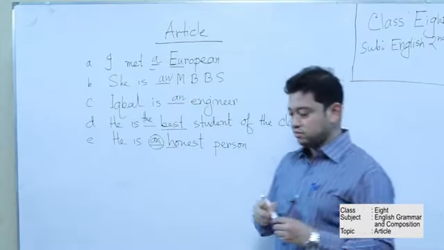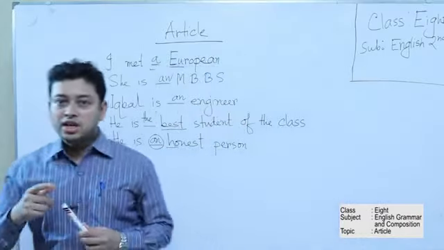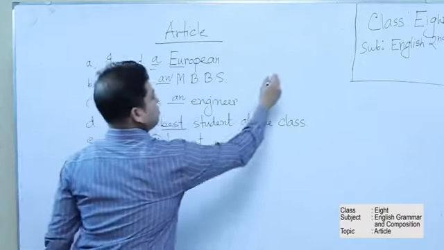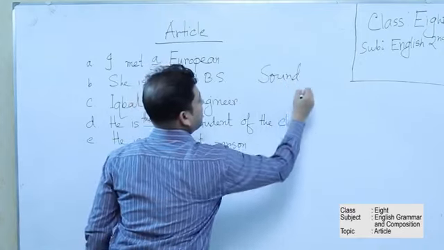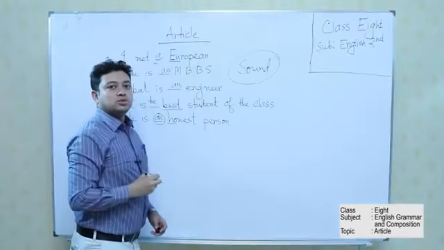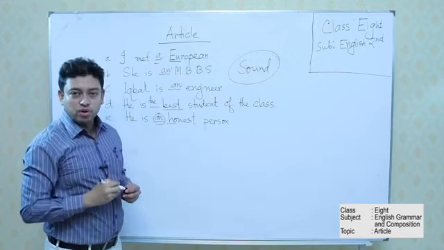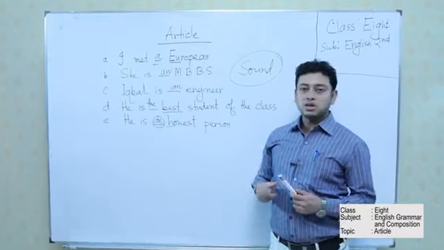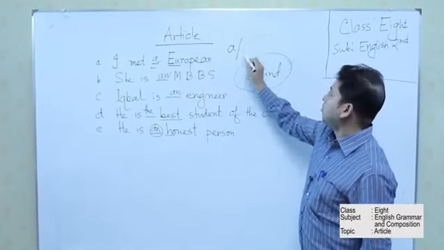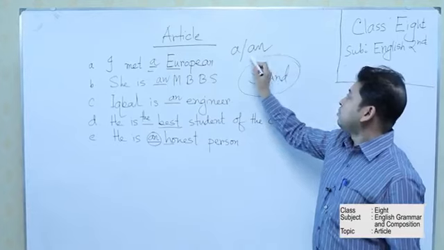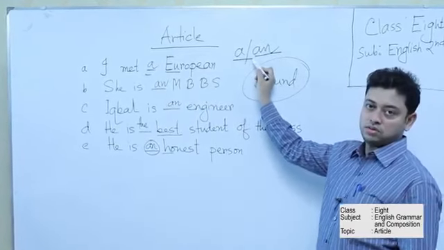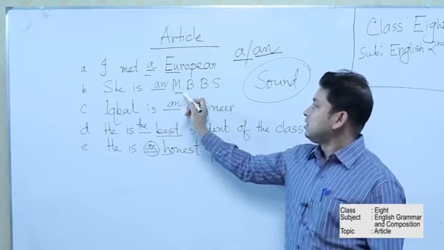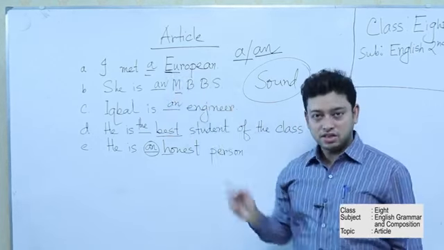Now the most important thing: if you want to say which will be A or which will be N, it basically depends on sound. This is the most important thing that you must remember. For using A or N, sound is very important. N for vowel sound, A for consonant sound. So sound is very important. No matter what the letter is, what's important is the sound.